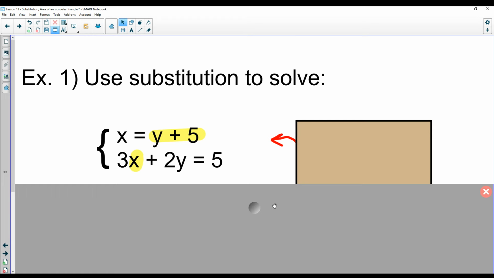All right, example 1, use substitution to solve the system x equals y plus 5 for the first equation. The second equation is 3x plus 2y equals 5. So the first thing we want to do is look to see if we have one of the equations that is solved for one of the variables. And that first one, in fact, is. It's already solved for x. Therefore, we're going to take that expression for x, y plus 5, and we're going to substitute that wherever we see x in the next equation.